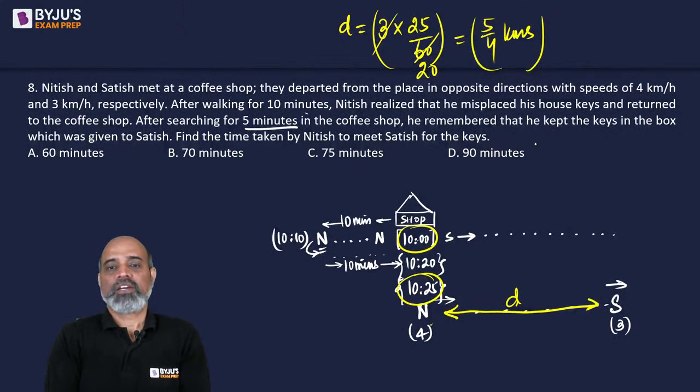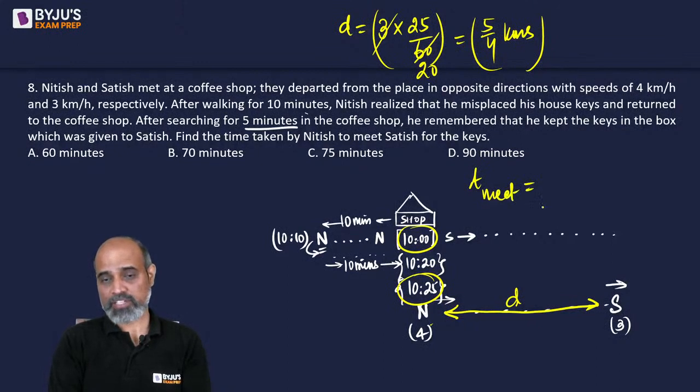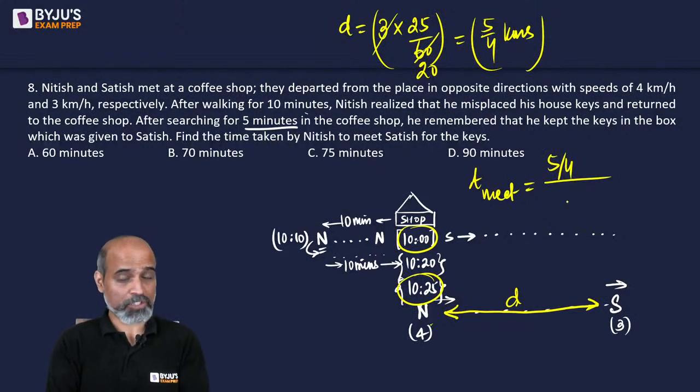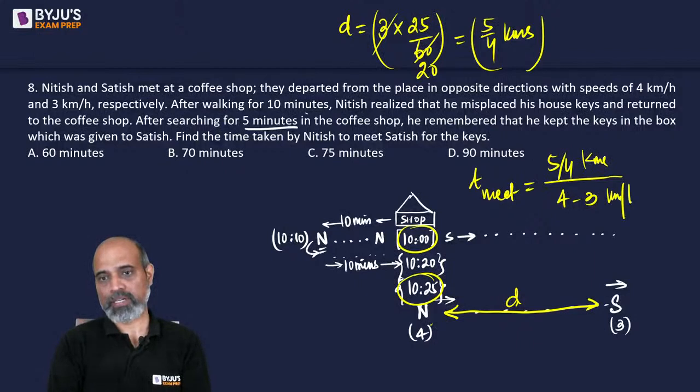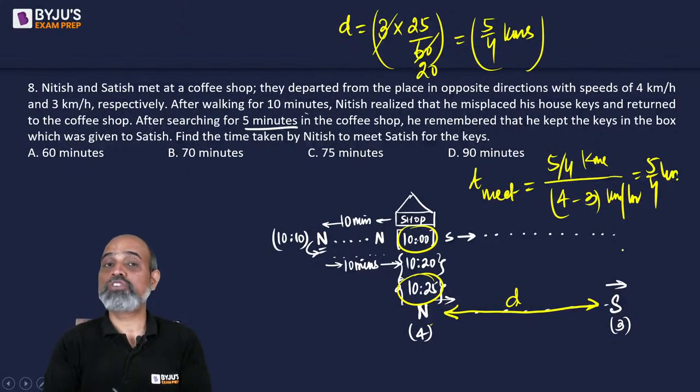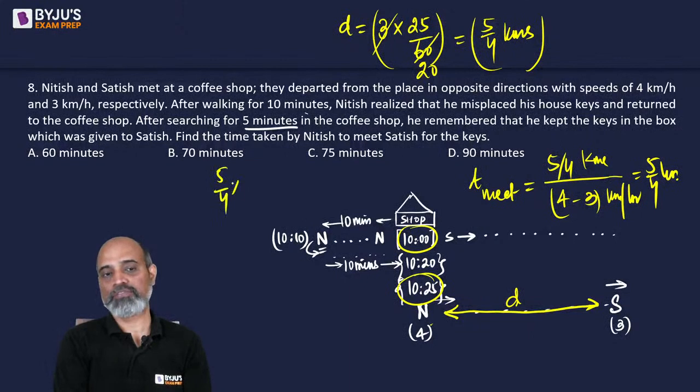ठीक है. Now remember, time to chase या meet करने का same direction is given as distance between the two bodies, remember, that is in kilometers, divided by difference of the speeds. The difference of the speeds is 4 minus 3, right? This is kilometers and this is kilometer per hour. So 4 minus 3 is 1. So we will get 5/4 of an hour. Now 5/4 of an hour का मतलब कितने minutes हो जाएंगे? 5/4 into 60, which is going to give us 75 minutes.